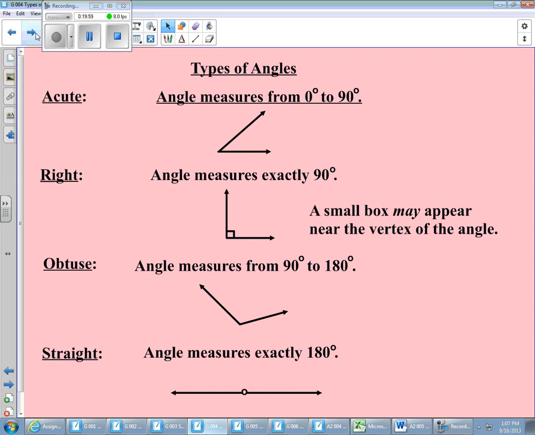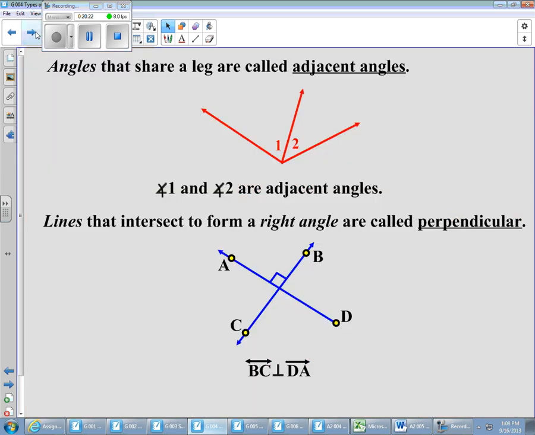Okay, from the beginning here, back to like 6th grade or so, acute angles measure from 0 to 90 degrees. Right angles measure exactly 90 degrees. They might put the little square box down near the vertex to show us that we have a right angle. It might be there, it might not. Obtuse angles measure from 90 to 180, and then a straight angle measures exactly 180 degrees. That should have been entirely review.